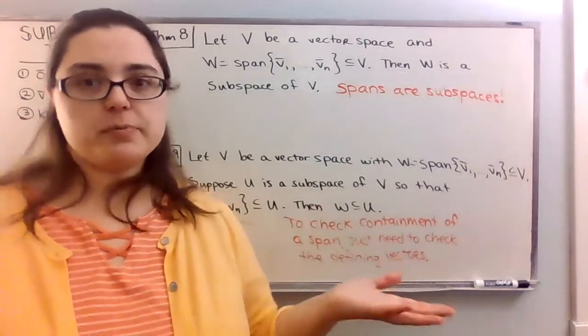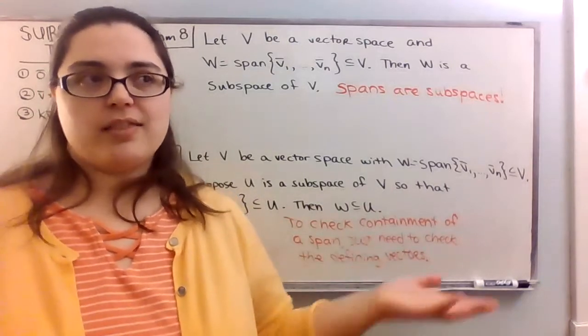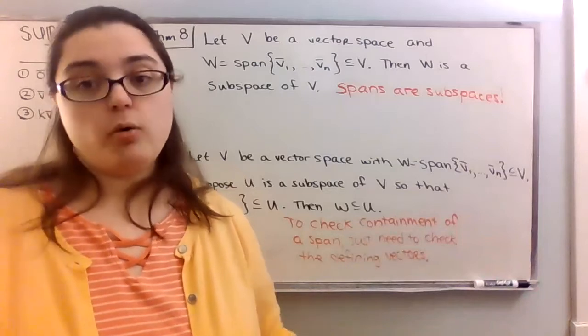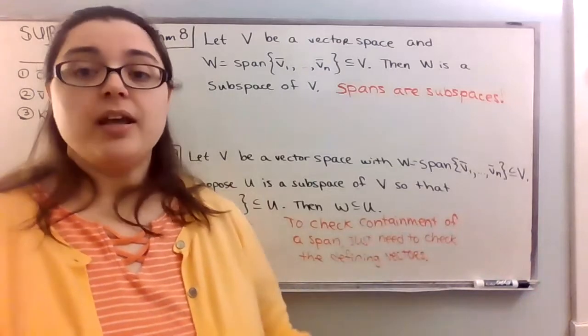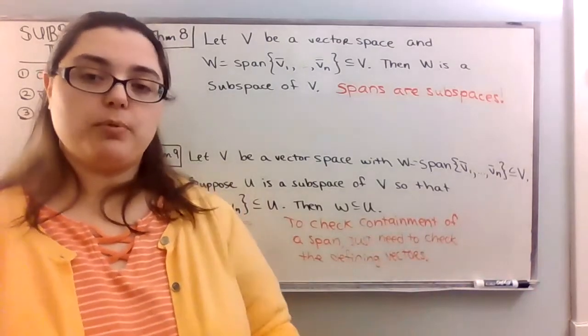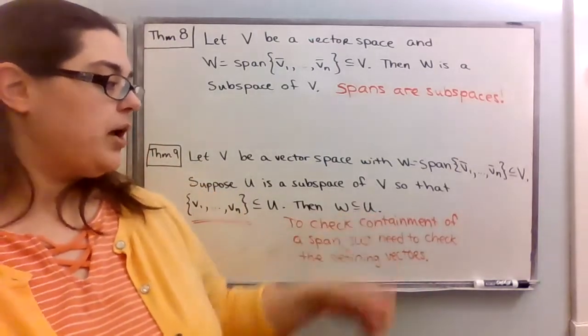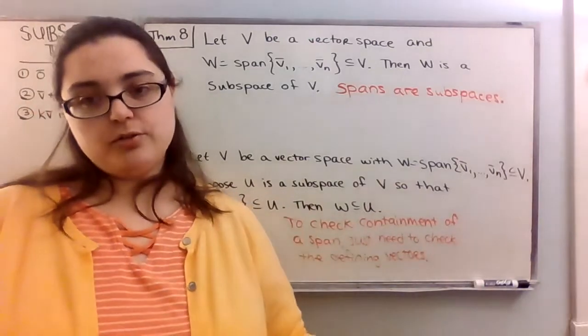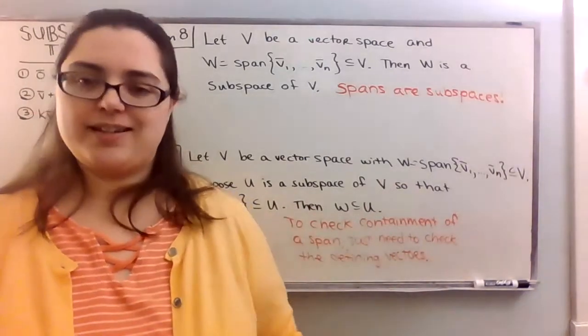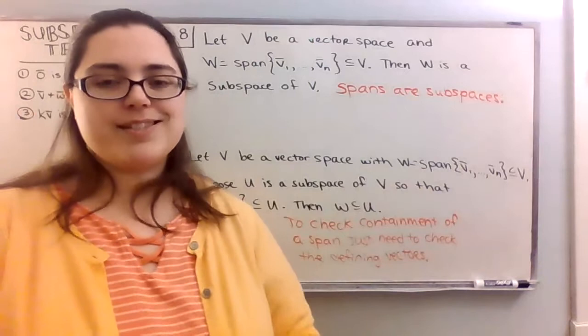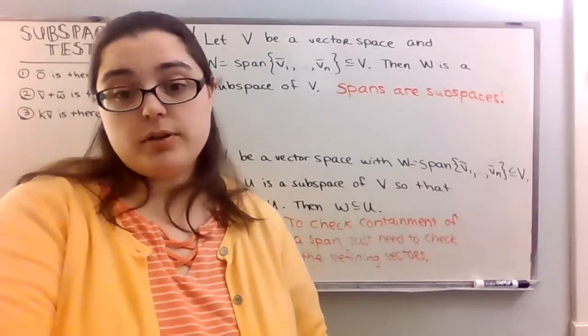We're going to look at two different spans and see, are these spans the same thing or are they different? In order to do that, you have to show containment both ways. So if I want to show that U and W, for example, are the same, I have to show that W is contained in U and I have to show that U is contained in W. So let's see this in action, working through an example.